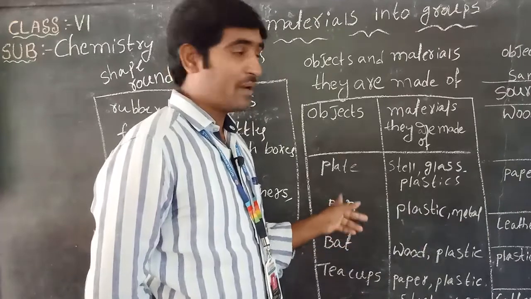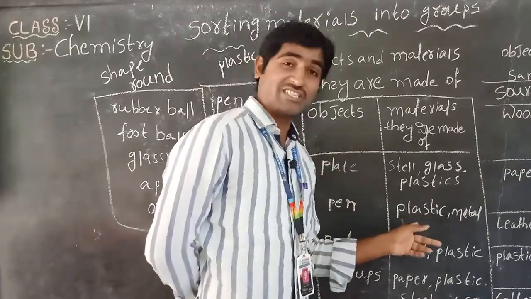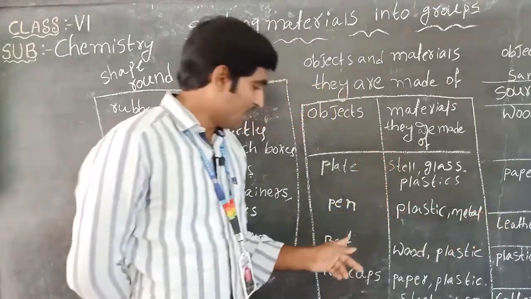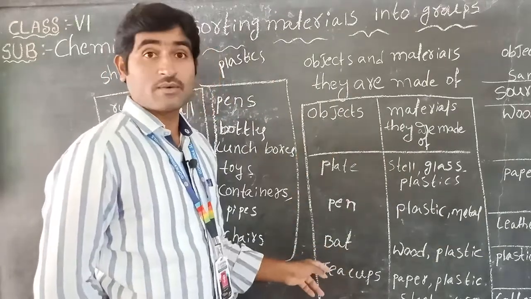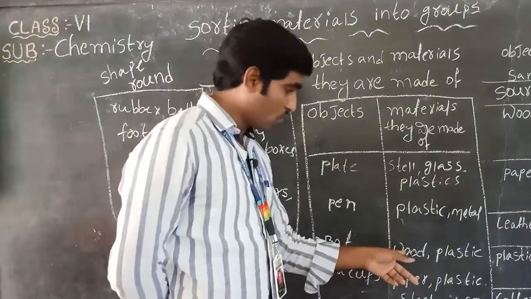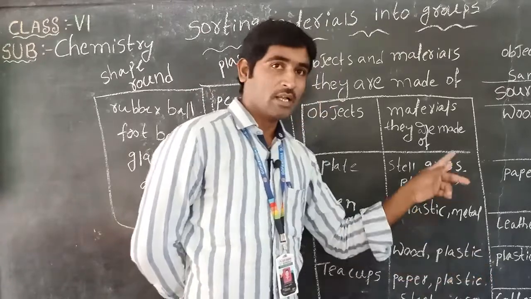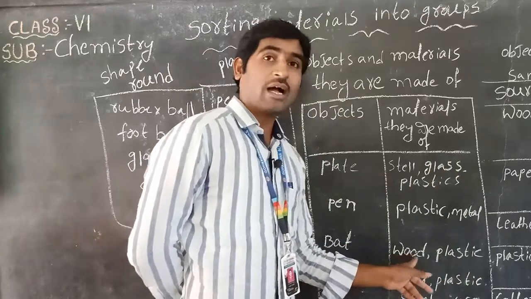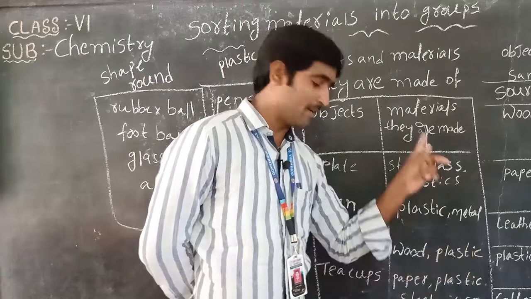Next, pen. Pen is an object. So pen is made with plastics and metal. Next, bat. Bat is one object. So what are the sources we use to make the bat? Wood and plastic. To make the bat we are using wood and plastics. Wood bats we see and plastic bats also we see.